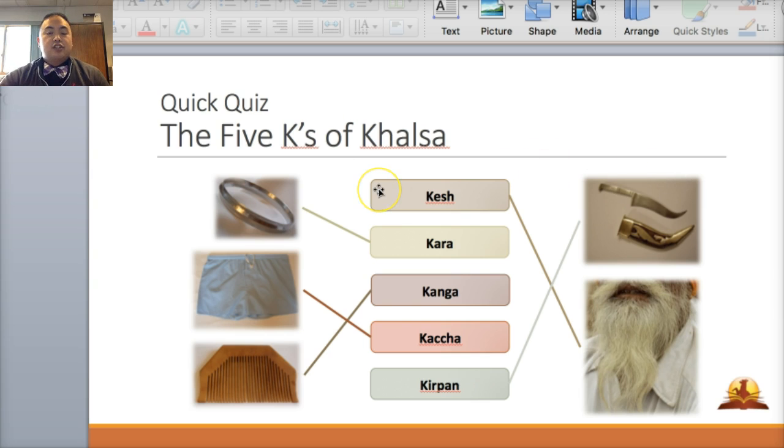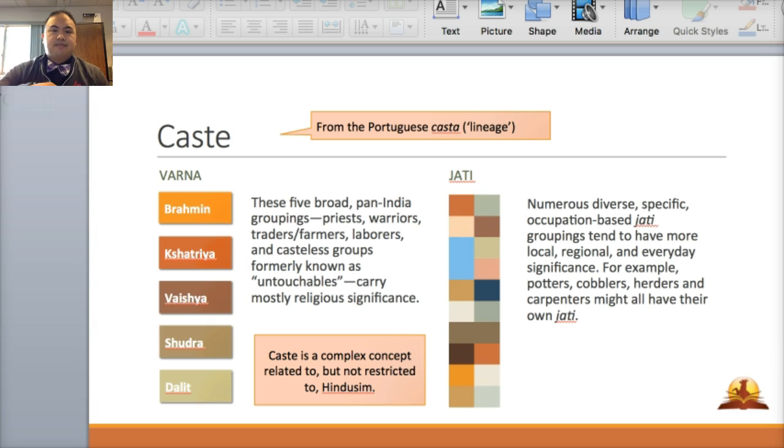These are distinctive features of a lot of Sikhs, the majority, though not all. They have Kesh, which is uncut hair. They have Kara, which is a steel bracelet. They have Kanga, which is a comb. Kacha, which is cotton, basically underwear. And Kirpan, which is a sword or a dagger. Okay, so these are the 5 Ks that all Sikhs had to have in this initiation.